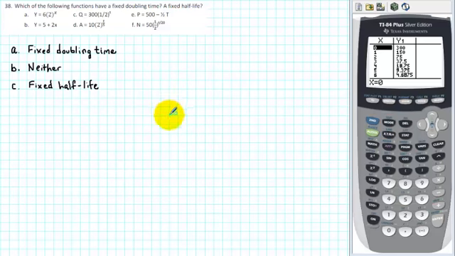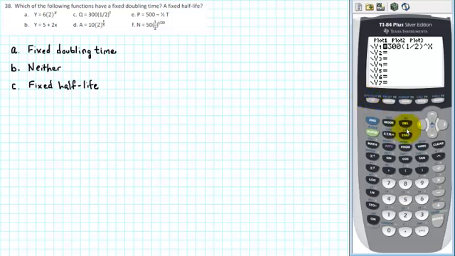For part D, we're given the function a is equal to 10 times 2 raised to the t divided by 5. So we'll go to y equals, clear out our old function, enter the new function 10 times 2 raised to the x divided by 5. Make sure that the x divided by 5 is in parentheses. Otherwise, the calculator will raise 2 to the x power and divide the result by 5.